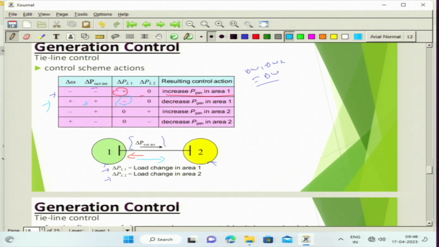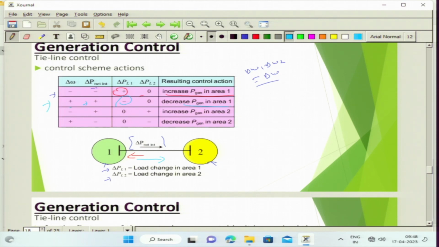Frequency is increasing, which means earlier there was some load, and now that load has decreased, switched off or whatever may be the reason. What is the control action that you need to do? Decrease P generation in area 1 to restore the frequency to the nominal value. Why do you want to unnecessarily send the power to network 2?